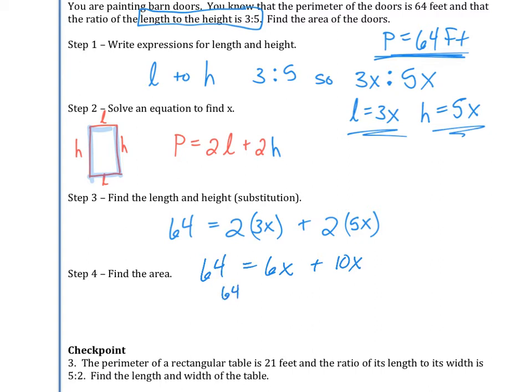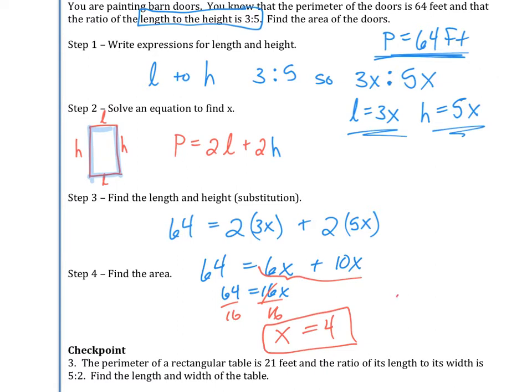So 64 equals 16x, because we combine the x's. 6 plus 10 is 16, and then divide by 16. X equals 64 divided by 16 is 4. So x equals 4.